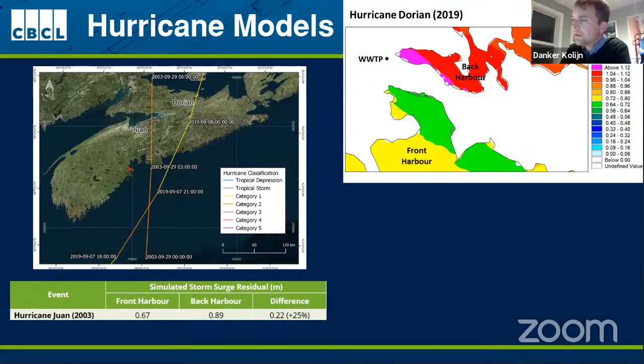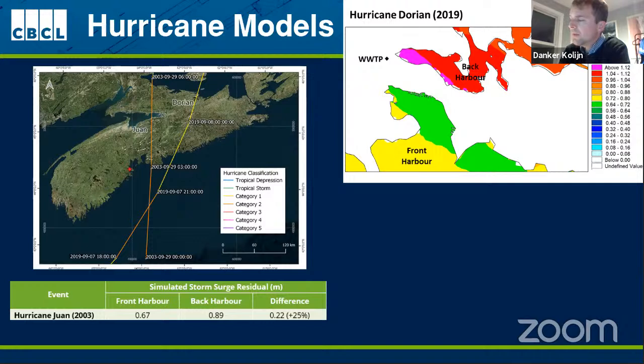So with our hurricane models, we simulated Hurricane Juan and we simulated Hurricane Dorian. And the really good thing is that we had measured data and information from Hurricane Juan collected in the Lunenburg Harbor. So we were able to calibrate and validate our models using that information. And what was really interesting is if you look at the figure on the top right, you see that in the back harbor, there's a dark red shade. And in the front harbor, there's a lighter green and yellow shade.